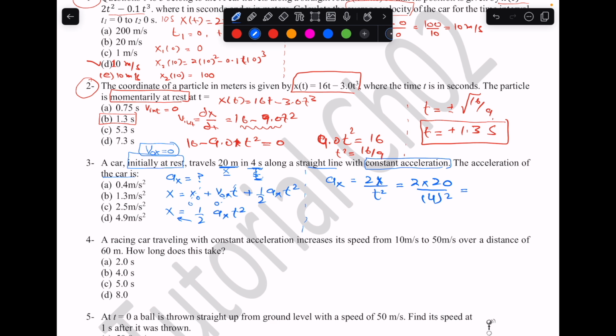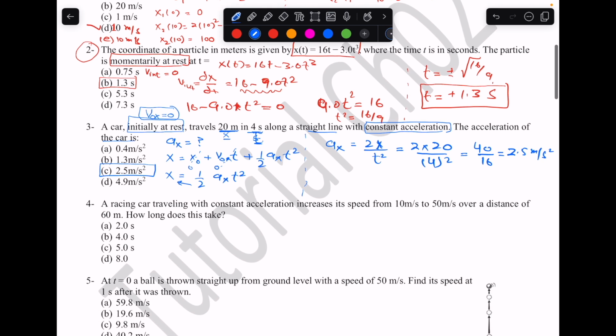So we are left with 40 divided by 16, which is 2.5 meter per second squared. So we have option C in that case, 2.5 meter per second squared.